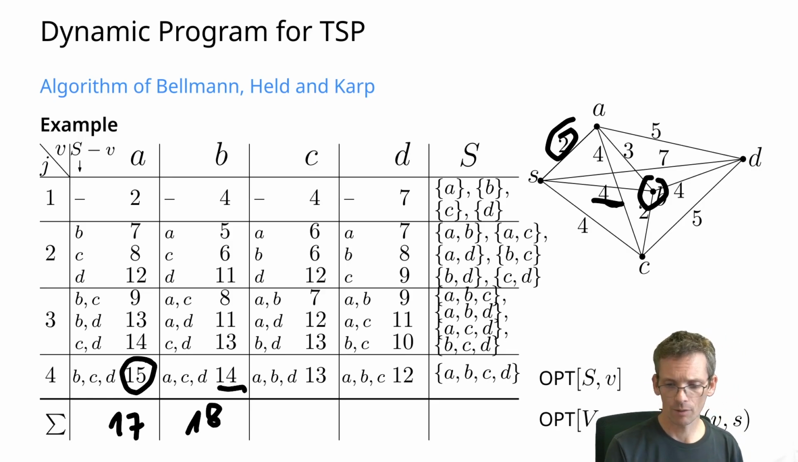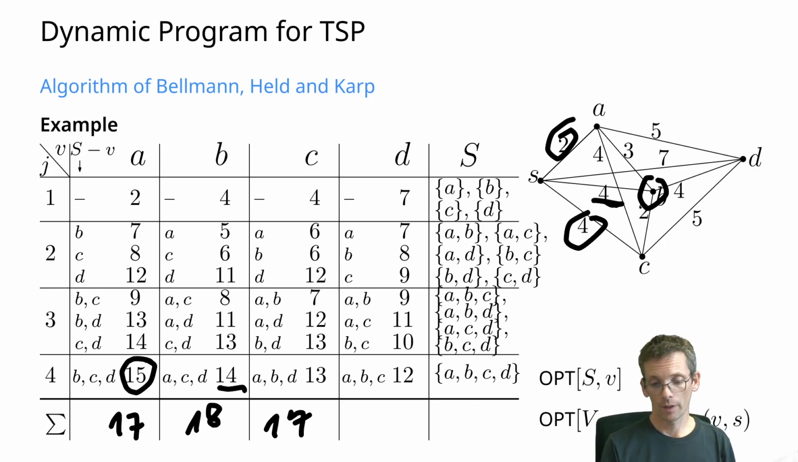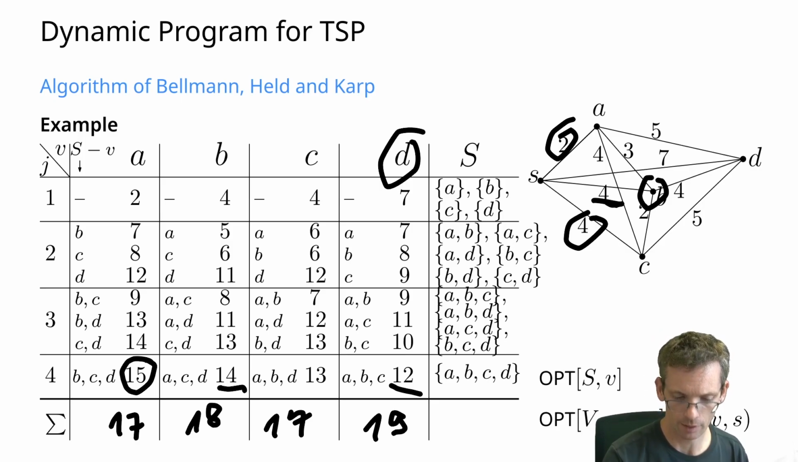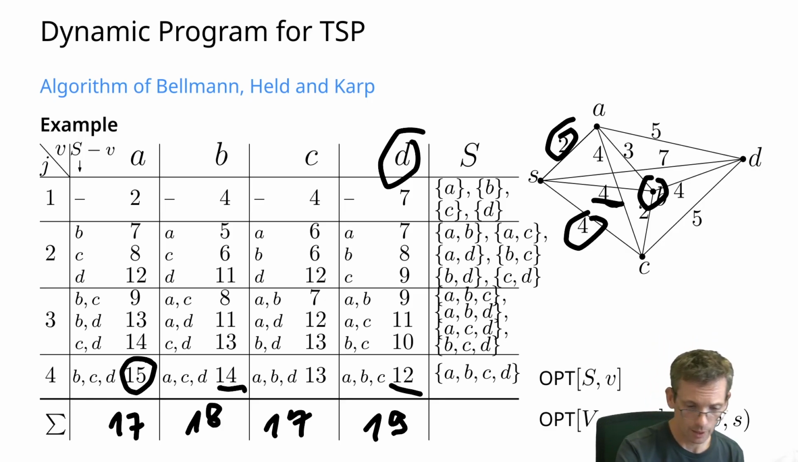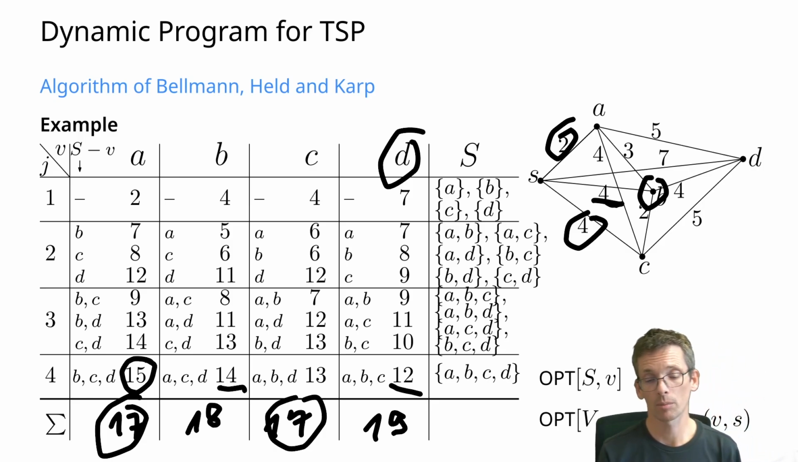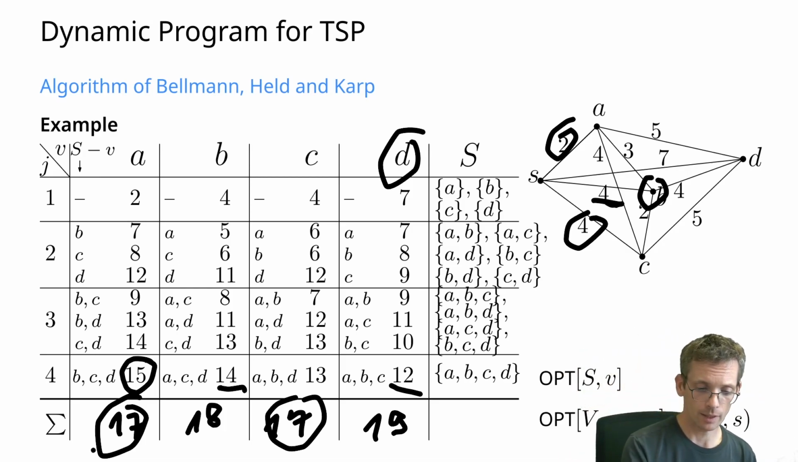Ending on C is 13. Still going back to S is this 4 here, 17. Finally, ending on D gives me a 12, but back to S, 7, that's too expensive, that's a 19. Meaning, I will want to take either this tour or that tour. If you think about it, there's no surprise that there's at least twice the same number here, because if I have a tour, I also have a tour in the other direction. But let's take this one here.